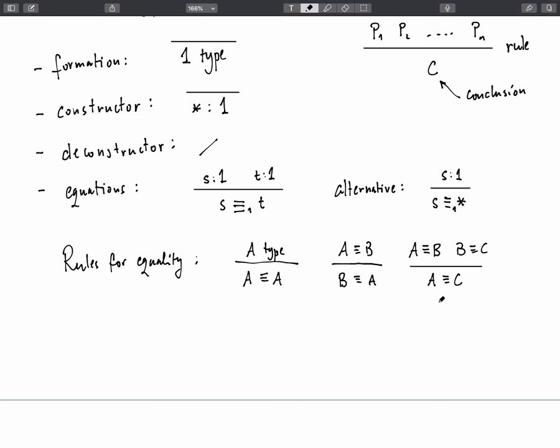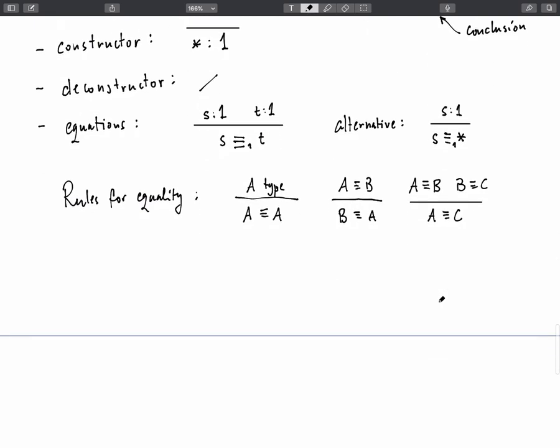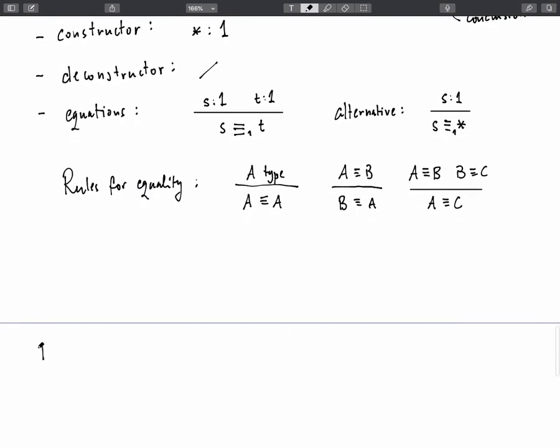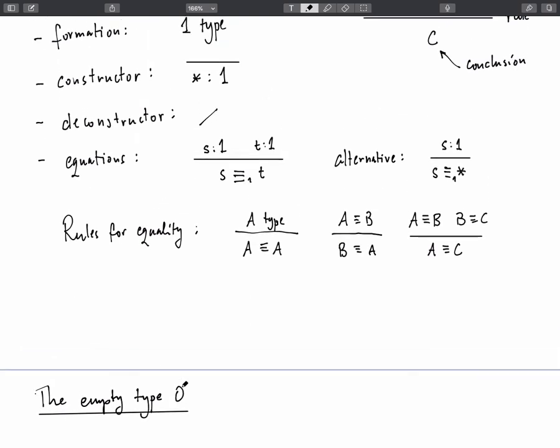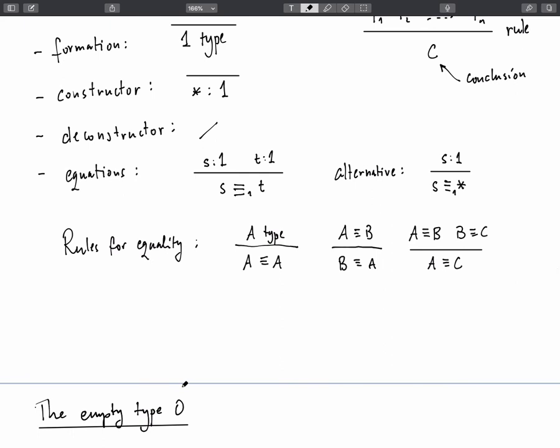Okay, let's try another one. Let's try the empty type. Now, the empty type is weird. So it's a bit of a misfortune that on one hand, I want to start with the simple types, the simple spaces that are easy to understand, but on the other hand, they're not very typical in terms of how type theory works because they're weird.